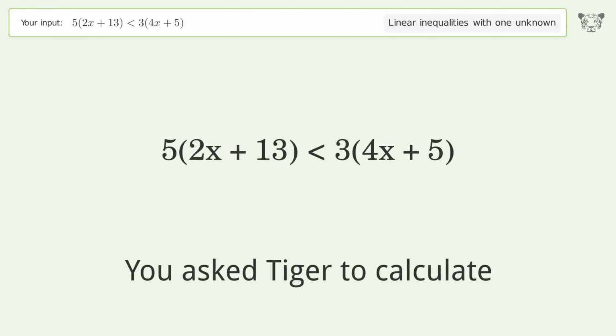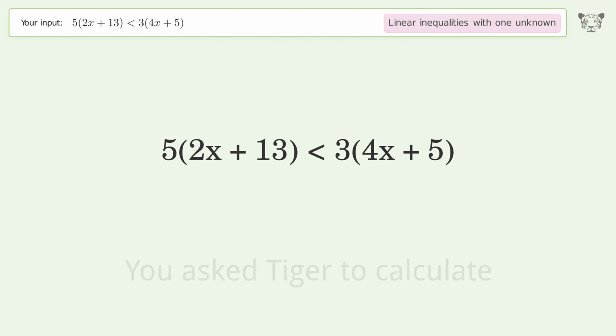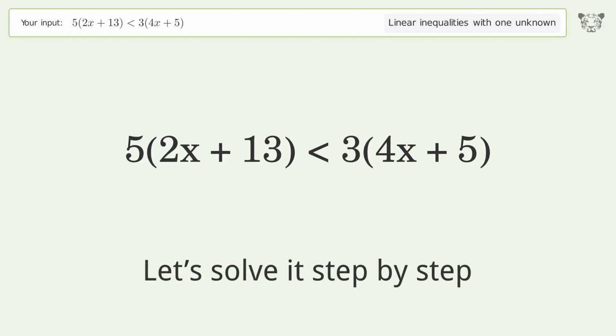You ask Tiger to calculate. This deals with linear inequalities with one unknown. The final result is x greater than 25. Let's solve it step by step.